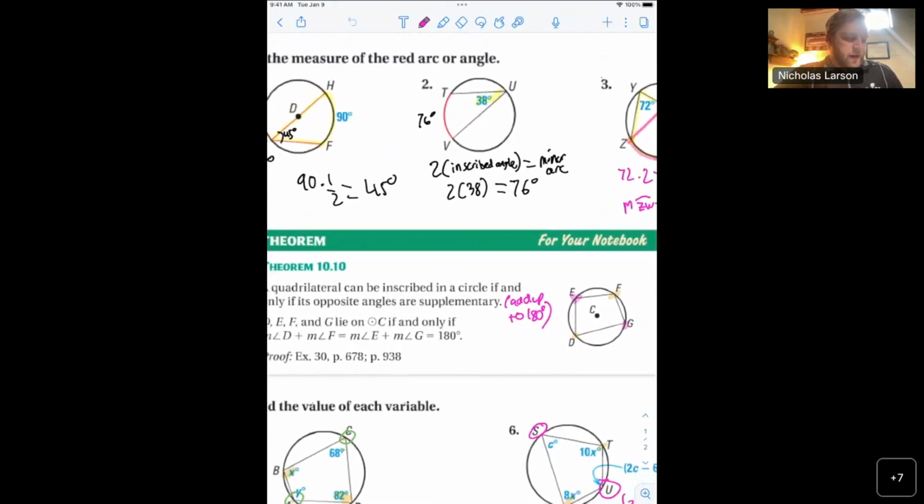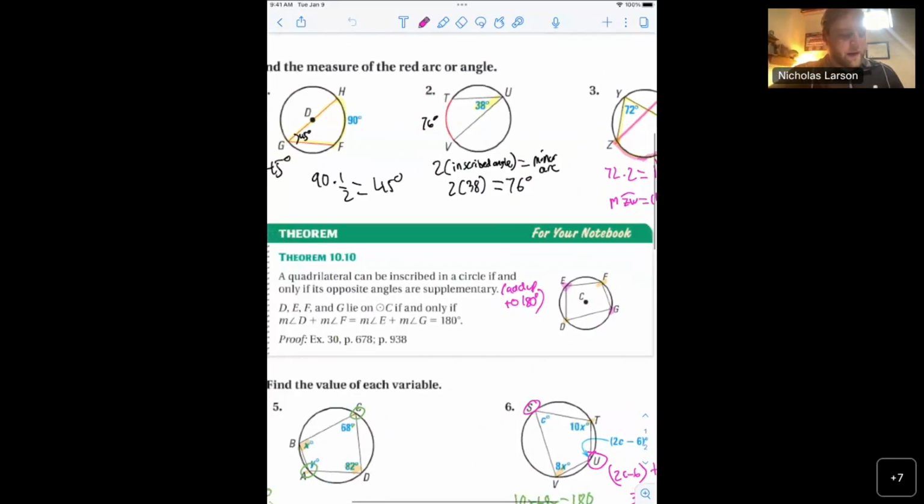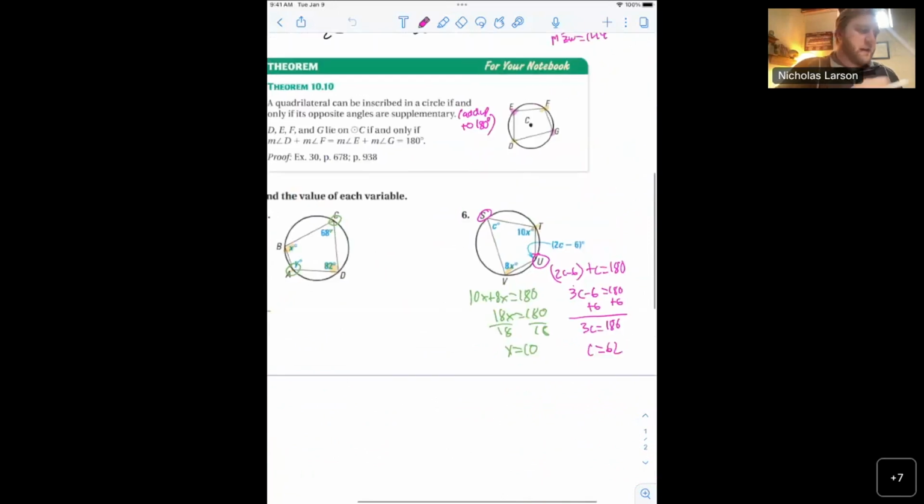Again, another idea: opposite angles are supplementary. We've used that word supplementary all year long, which means adds up to 180. So opposite is like a cross, and supplementary means adds up to 180. We can use that to solve problems as well.